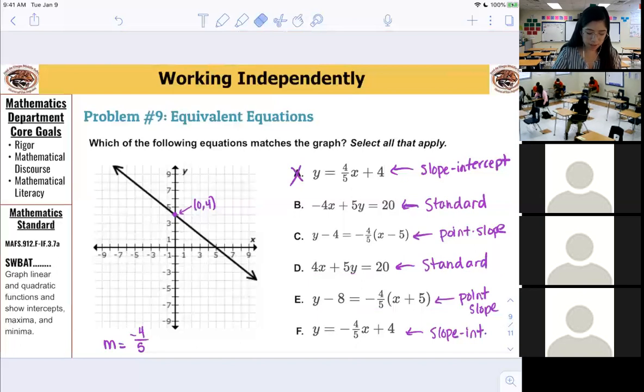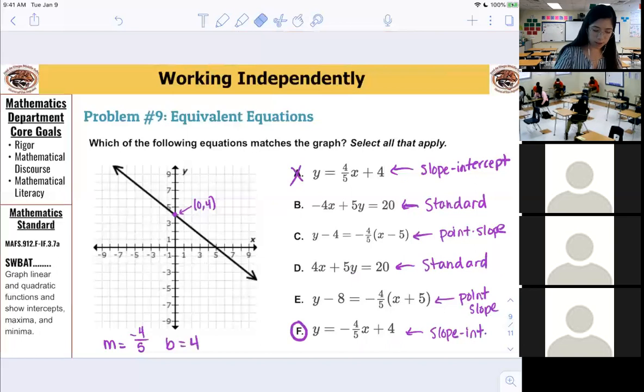So the thing is, what did I just find? The y-intercept only helps me with one type of form. Which form tells you the y-intercept? F. F has the correct slope. F has the correct y-intercept, so I can circle F. So I know F is good.